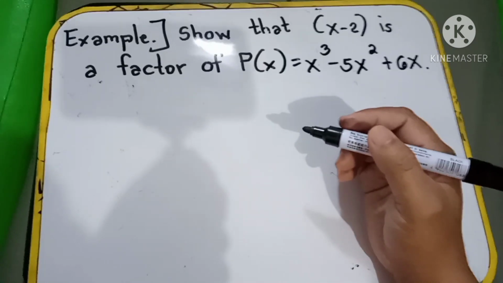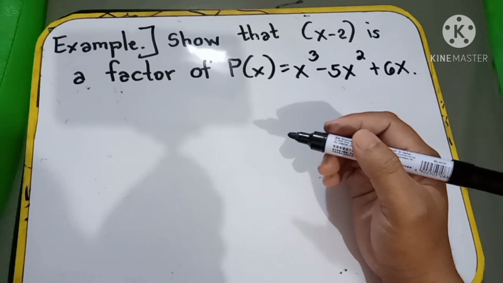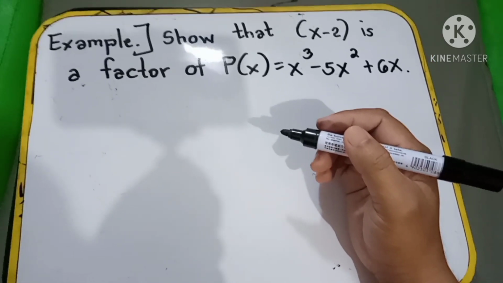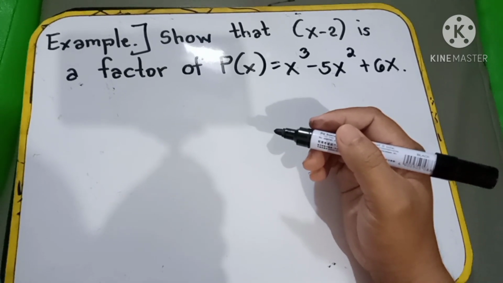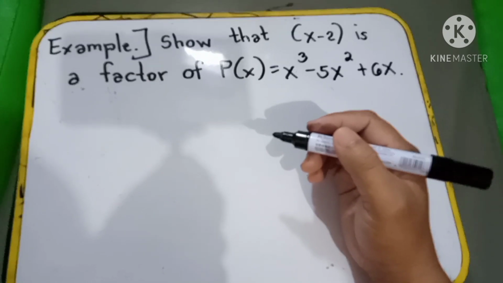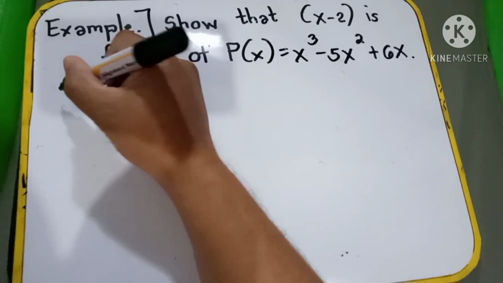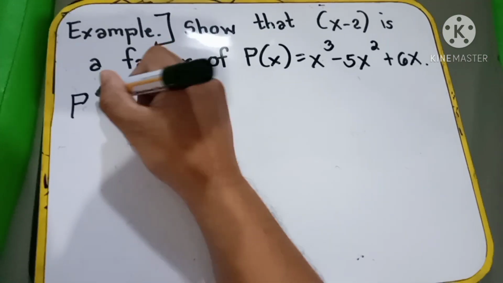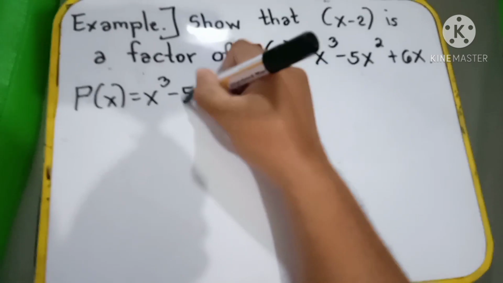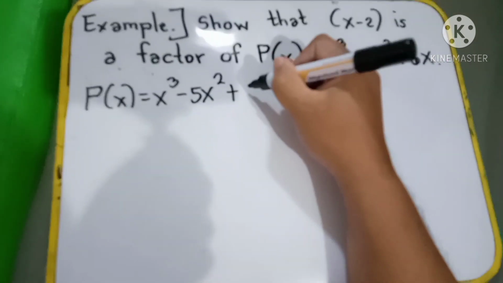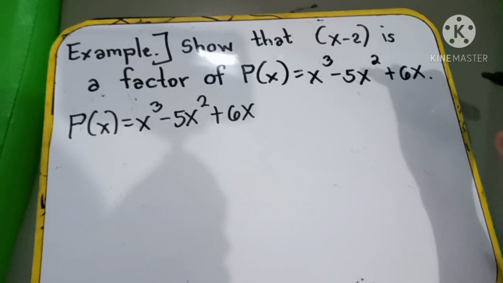Okay, so we have here an example. Show that x minus 2 is a factor of p of x is equal to x cubed minus 5x squared plus 6x. The process in the factor theorem is similar to the remainder theorem. The first step is we're going to write our polynomial. So the polynomial is p of x is equal to x cubed minus 5x squared plus 6x, and the divisor is x minus 2.